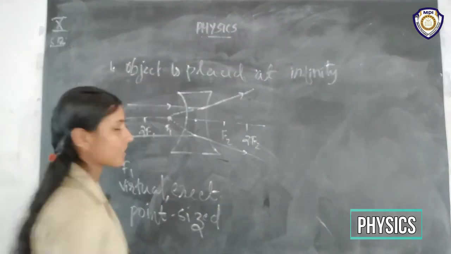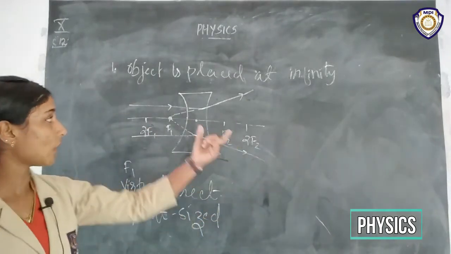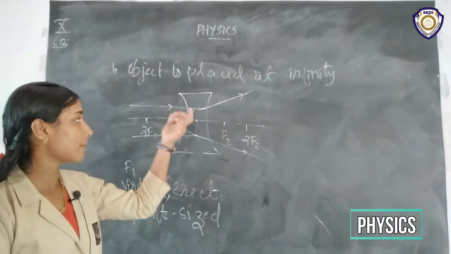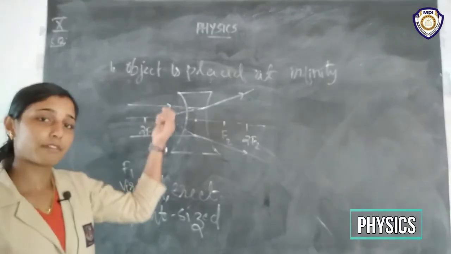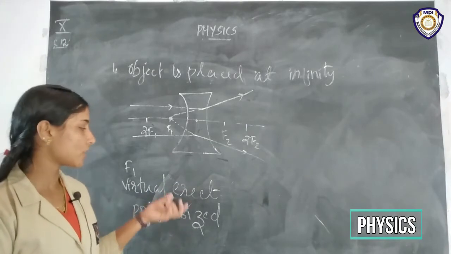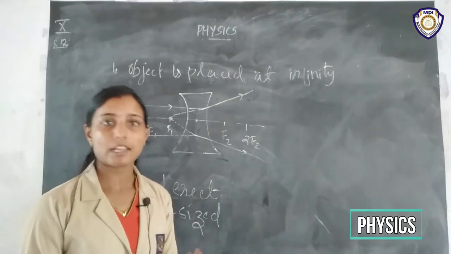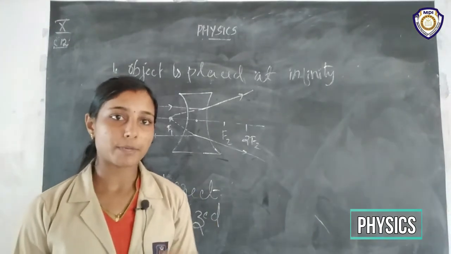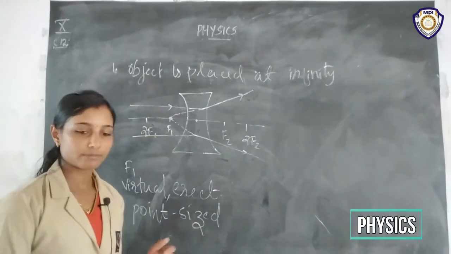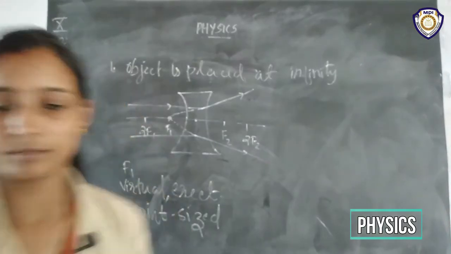So in the first case, when the object is placed at infinity, the image seems to form at principal focus F1. The image will be virtual and erect, having highly diminished size. That means a point sized image will be formed. Okay, so that is the first case.